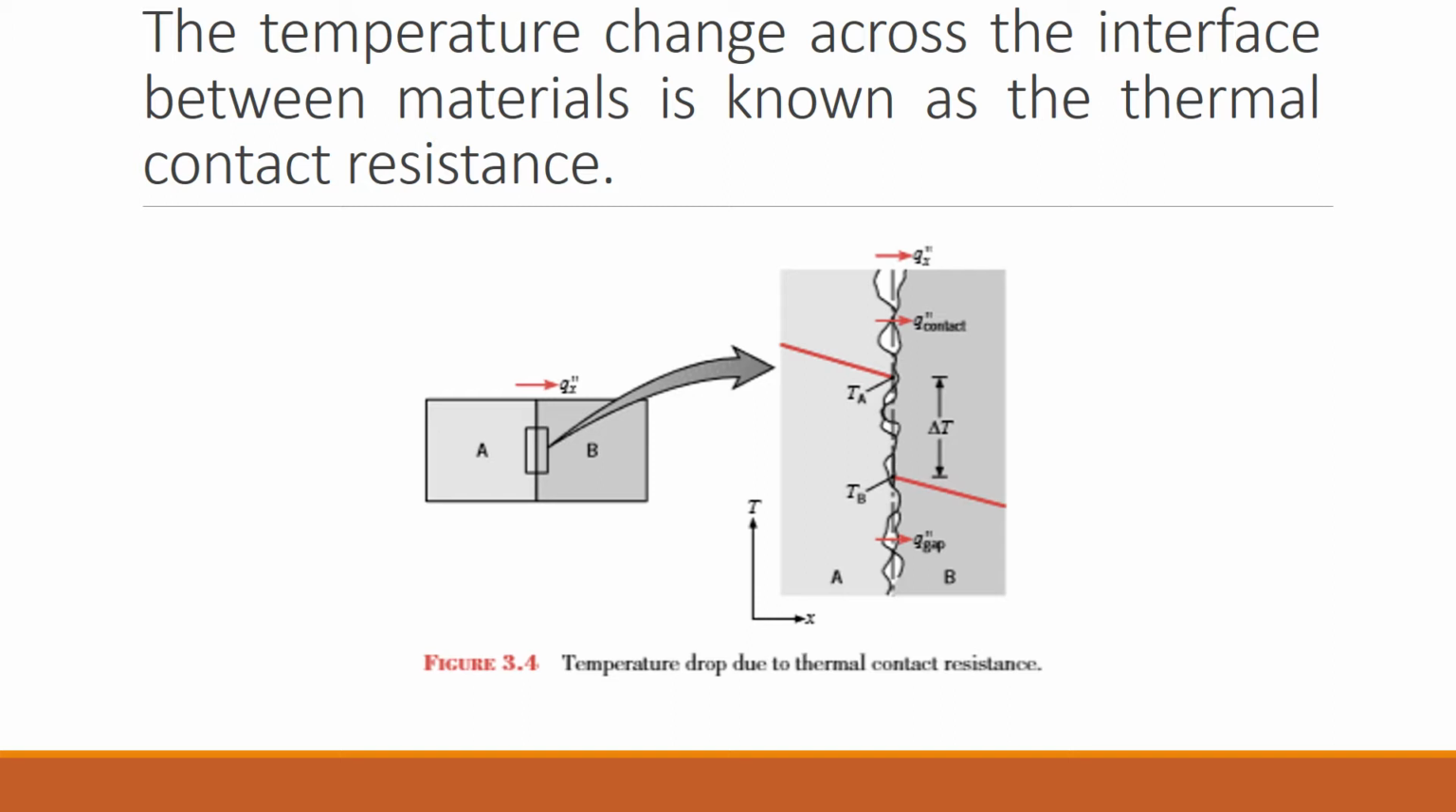Thermal contact resistance is the resistance that occurs because of surface roughness. As the heat is transferred between the two objects, there are two heat transfers in parallel that take place. One happens because of the material in contact, and another because of the fluid at the interface.